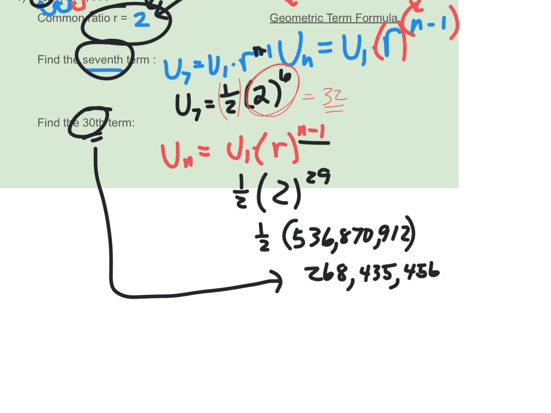We did something to it 29 times because we had a starting number. We didn't need to do something 30 times. We did it 29 times.